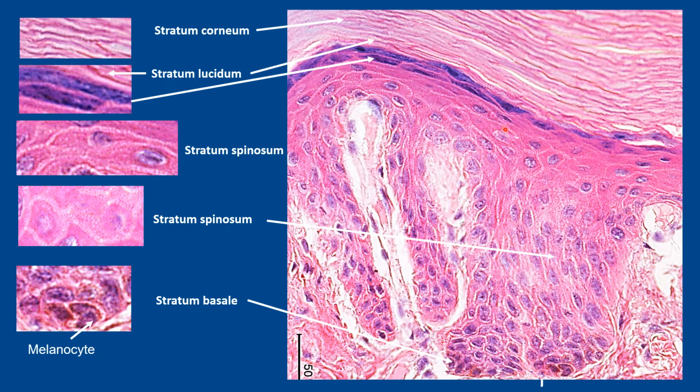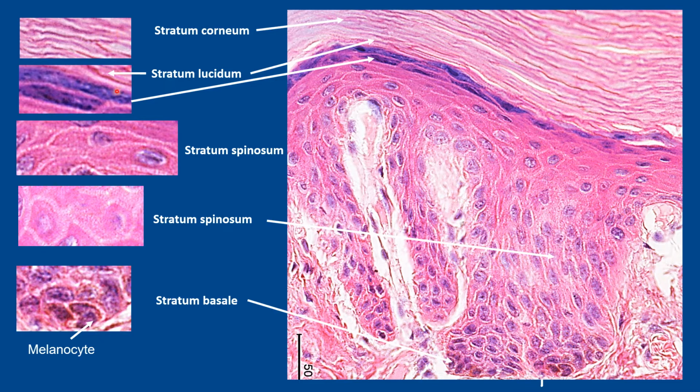This is a higher power picture of the thick skin. On the left side you can see the stratum corneum, the cells of the stratum corneum, and in between there are spaces which contain lipoprotein that forms a waterproof protection of the skin.